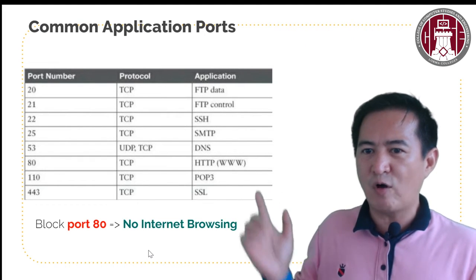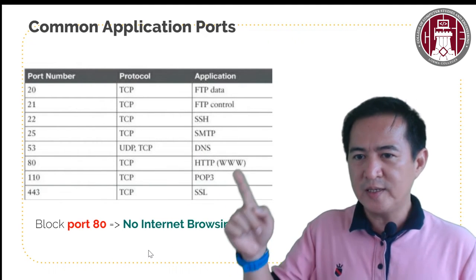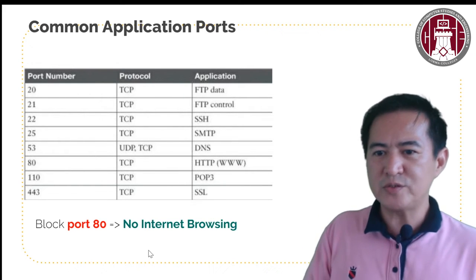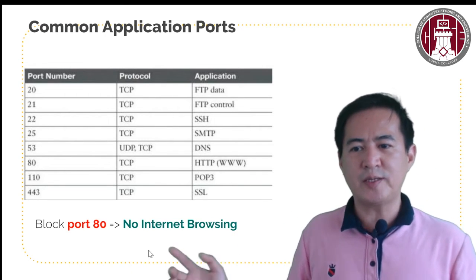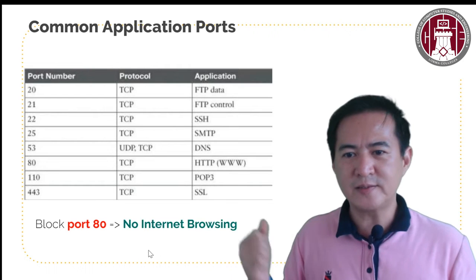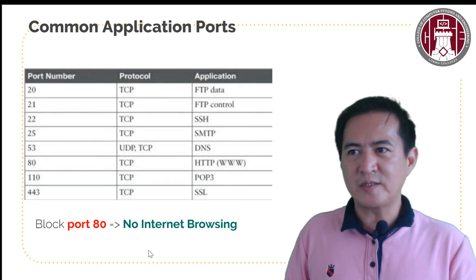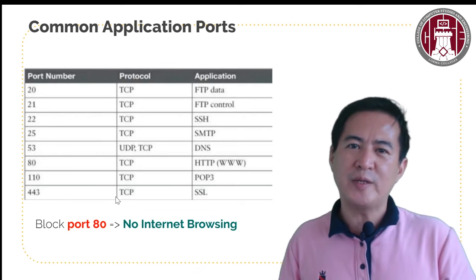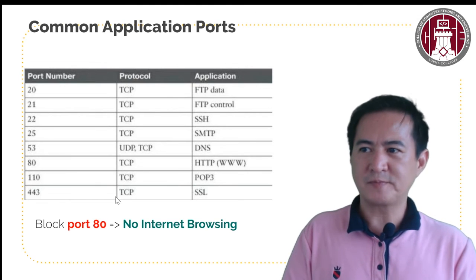So let's take a look at the common application ports. You have TCP protocols and UDP protocols, and you have the applications right here. A common example is HTTP, which uses port number 80. If in the security rule you say block port number 80, then there is no internet browsing. Of course, you won't do that. So it's a matter of creating a security rule that will determine which packets you will allow to enter or exit your network.